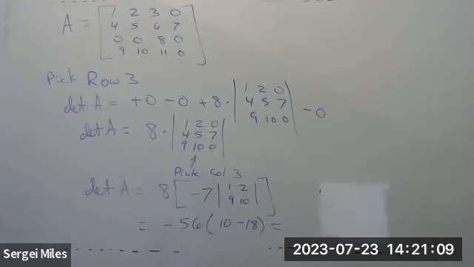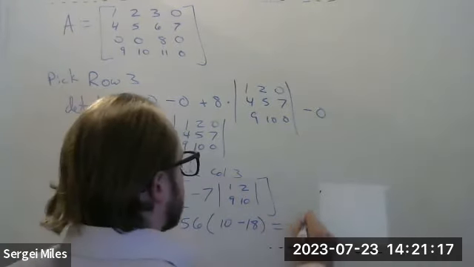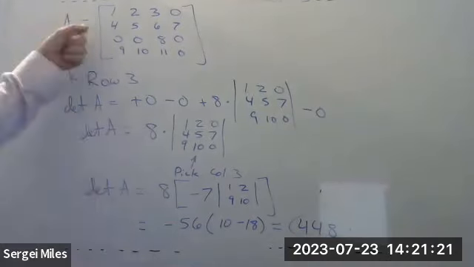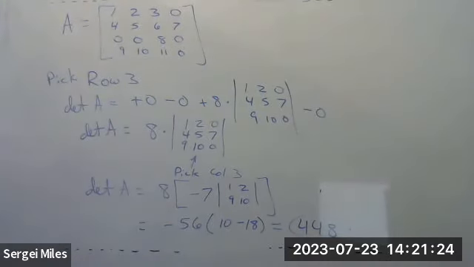56 times 8. So if I've done all these calculations correctly, we get a final answer of 448, which means this matrix, I didn't have to reduce it at all. Just by using this determinant formula, I could find its determinant, and its determinant is non-zero.